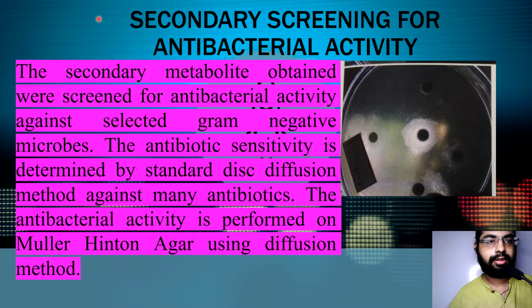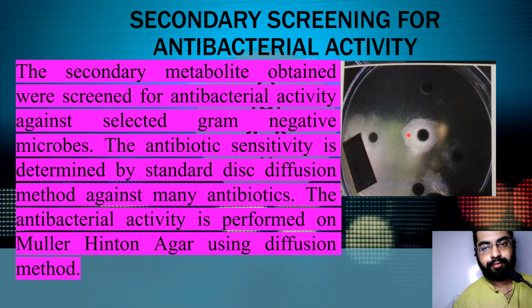Secondary screening for antibacterial activity, as you can see in this picture. The secondary metabolite obtained after fermentation was screened for antibacterial activity against selected gram-negative microbes. The antibiotic sensitivity is determined by the standard disk diffusion method against many antibiotics. The antibacterial activity is performed on Mueller-Hinton agar using the diffusion method.